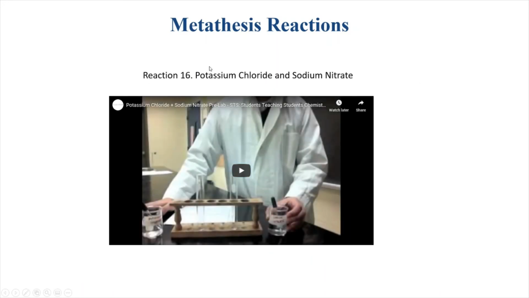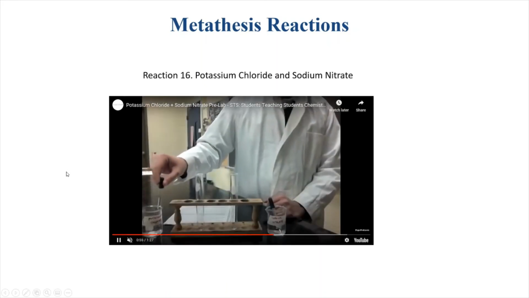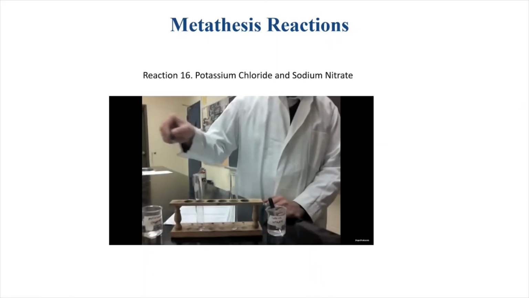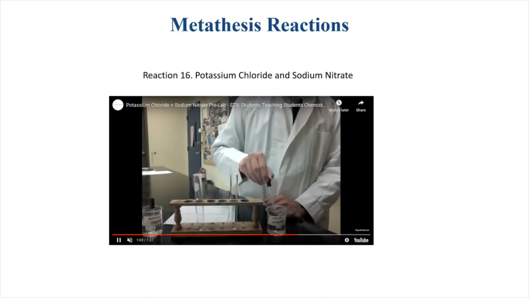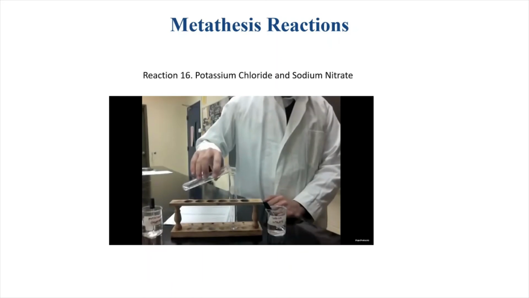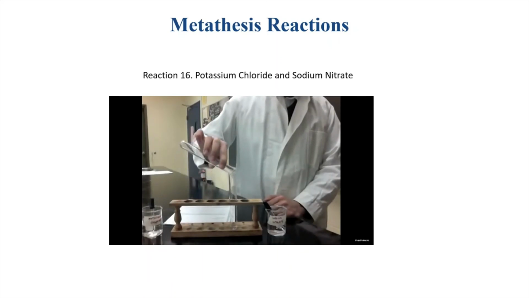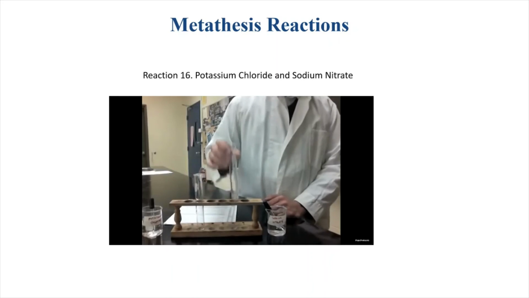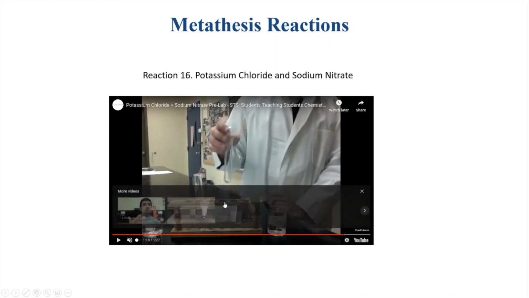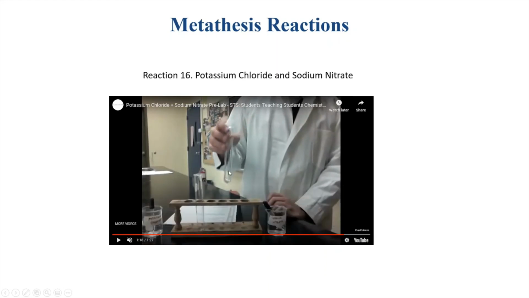Okay, now for the last one, this is the mixture of potassium chloride with sodium nitrate. So he's taking a little bit of potassium chloride and he's going to put it in this test tube. And this is the sodium nitrate. He's going to put a little bit into that test tube, and then he's going to pour the potassium chloride into the sodium nitrate. And you can see that the two clear colorless solutions have given a clear colorless solution. Okay, so you have to decide whether some kind of reaction took place there or not.